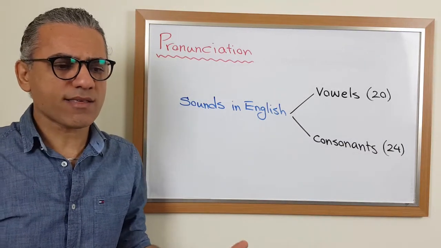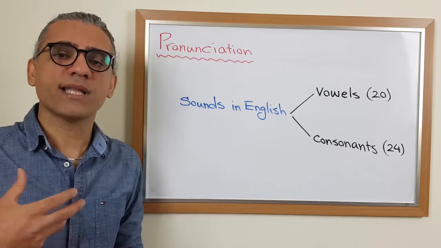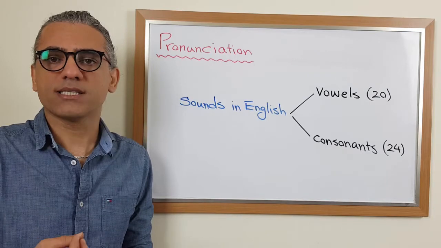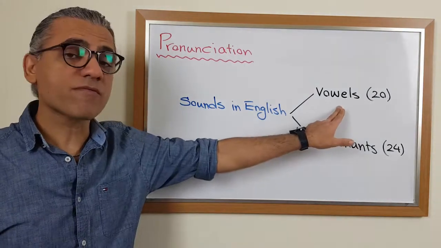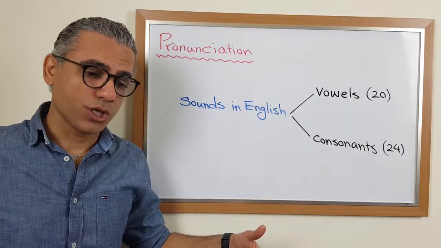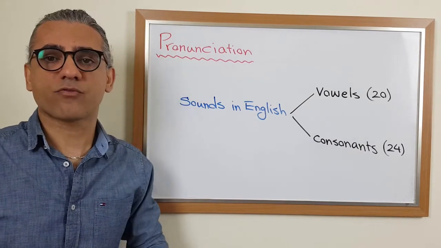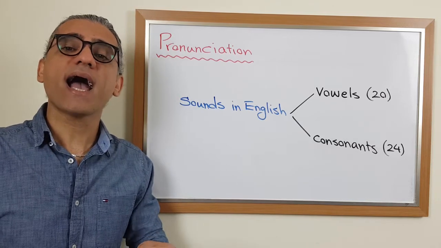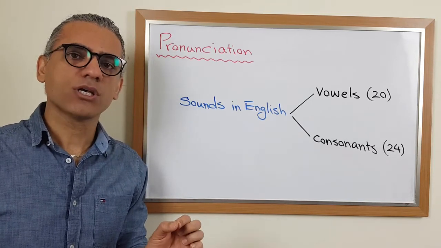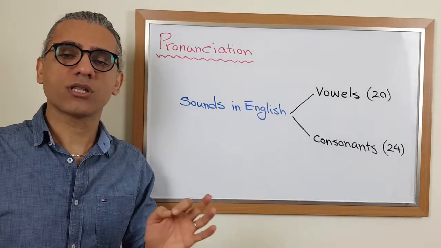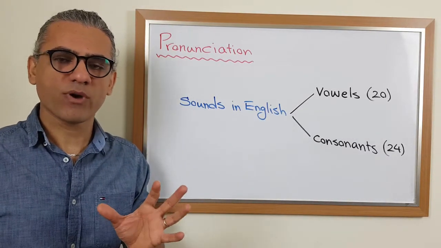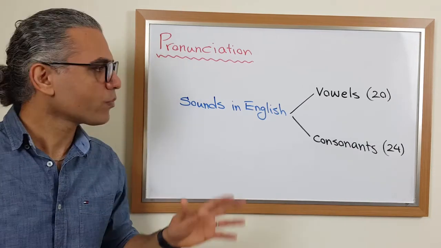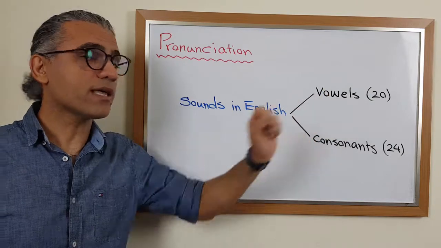Consonants are the sounds which we cannot pronounce continuously. We can say, for example, p, t, k. We use vowels to be able to connect the consonants. For example, when we say house, we are using the vowel ow to connect the consonant h to the consonant s. So we have h, ow, and s. So it is house. Let's start with the vowels.